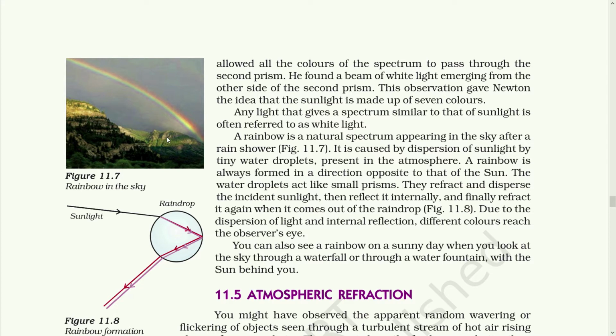A rainbow is a natural spectrum appearing in the sky after a rain shower. It is caused by dispersion of sunlight by tiny water droplets present in the atmosphere. A rainbow is always formed in the direction opposite to that of the sun. The water droplets act like small prisms. So here, during the rainy season, you can see rainbows just like the photograph given over here. The rainbows are formed due to the dispersion of white light. Here in figure 11.8, they are showing that a drop of rain disperses the white light into 7 colors. But here you can also see two different phenomena.